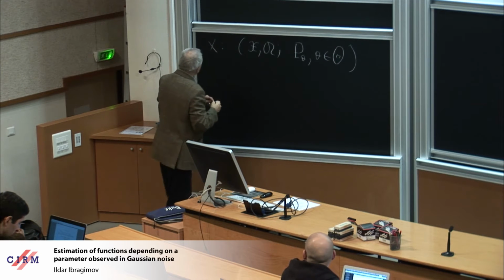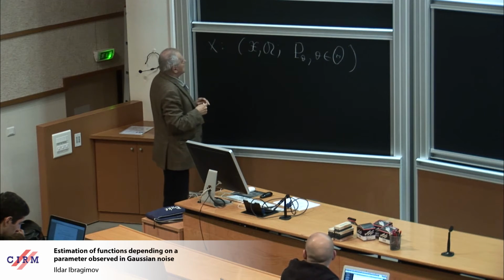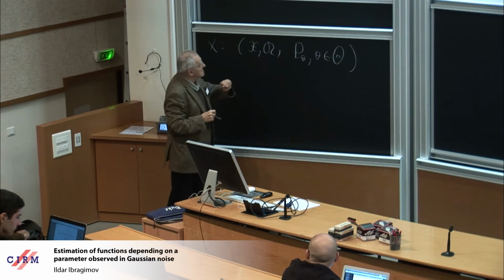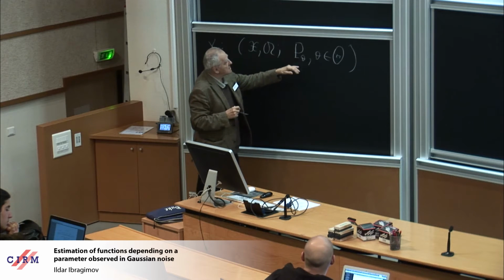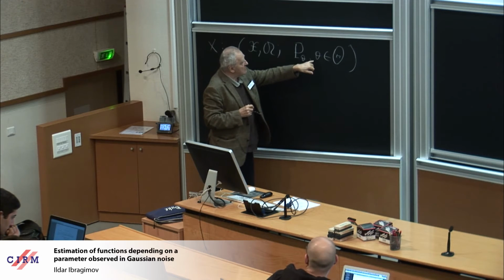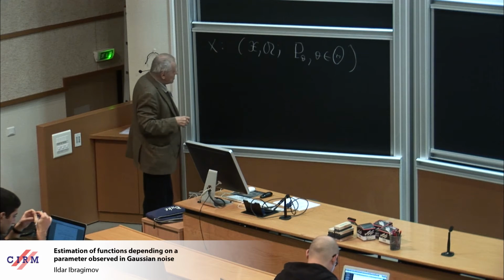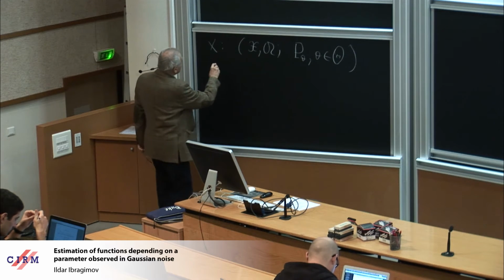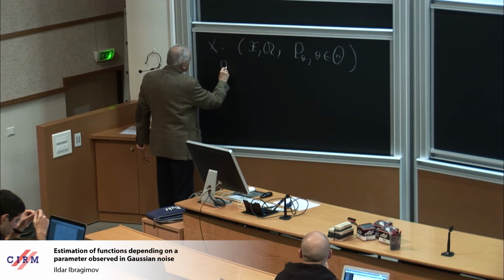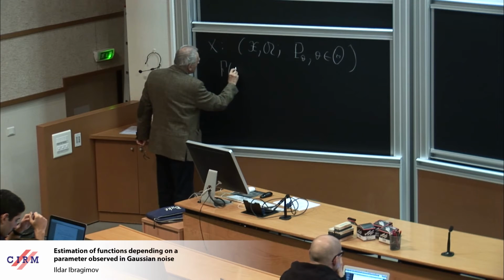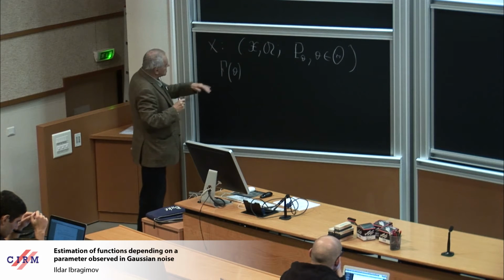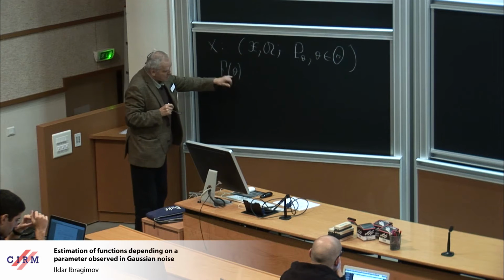So we observe x, the family P theta is known, the set Theta is known, but the value of the parameter theta is unknown. What we would like to do is to use the observation to estimate the value f of theta of a known function f in unknown point theta.